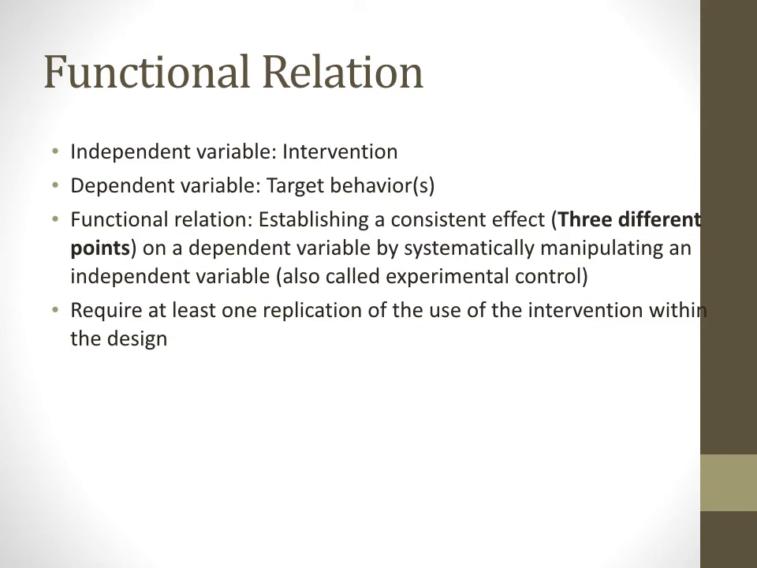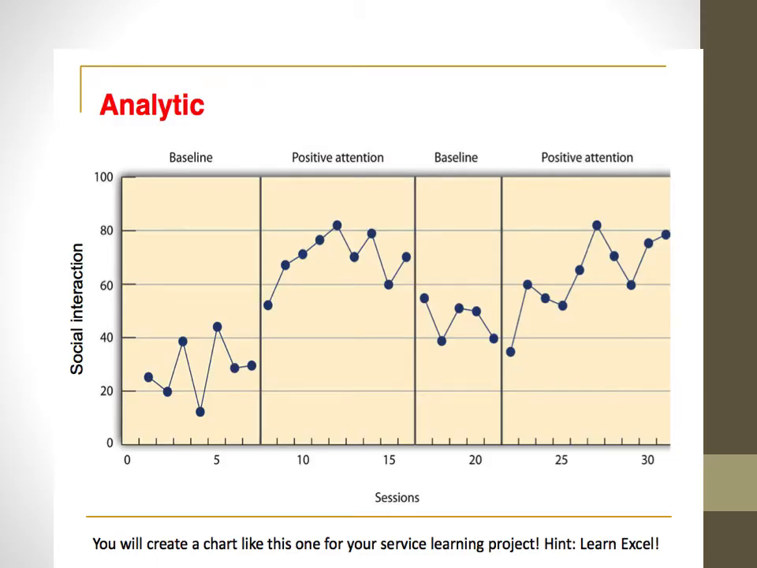So for example, this is an example of an ABAB design. A phase is always baseline, B phase is always intervention. So AB, you see baseline, intervention, and baseline, intervention phase in this graph, right? This researcher used positive attention as her intervention strategy, and the dependent variable was social interaction.